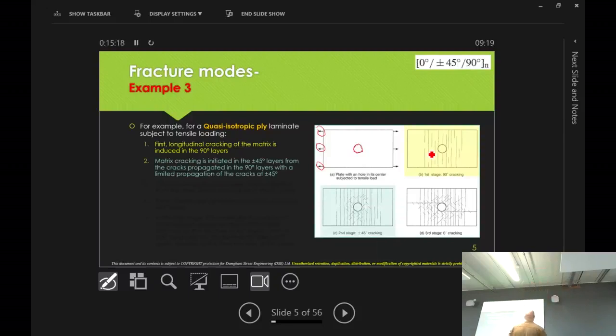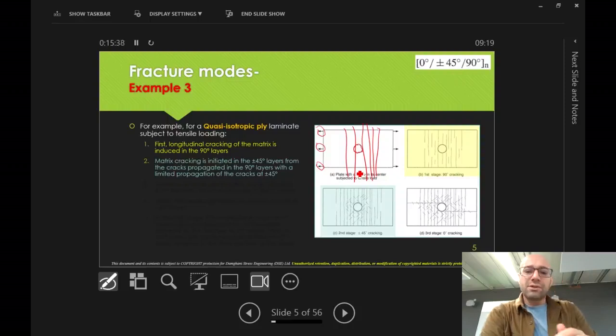So it starts with 90-degree plies, because 90-degree plies are not strong. If you've got fibers going in that direction, they're not able to carry any load. For structural analysis, we assume this kind of loading is almost zero. You can't take any load in this perpendicular direction.